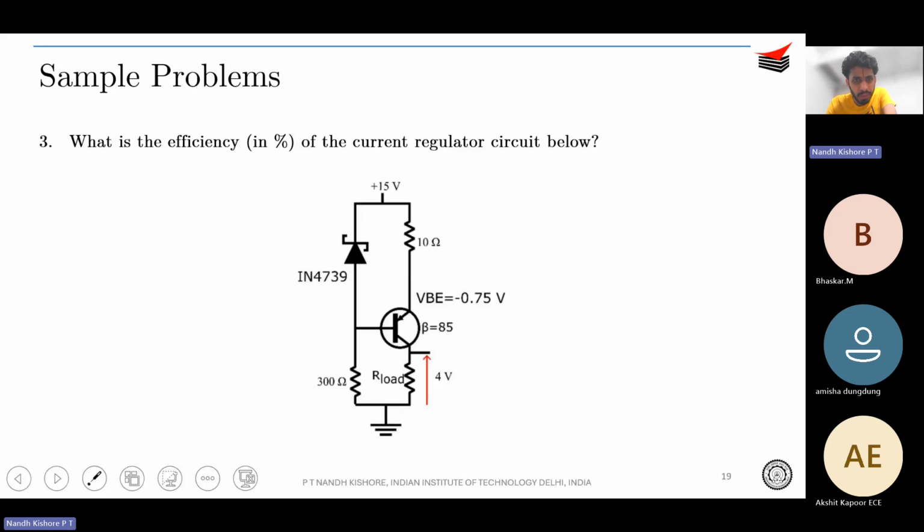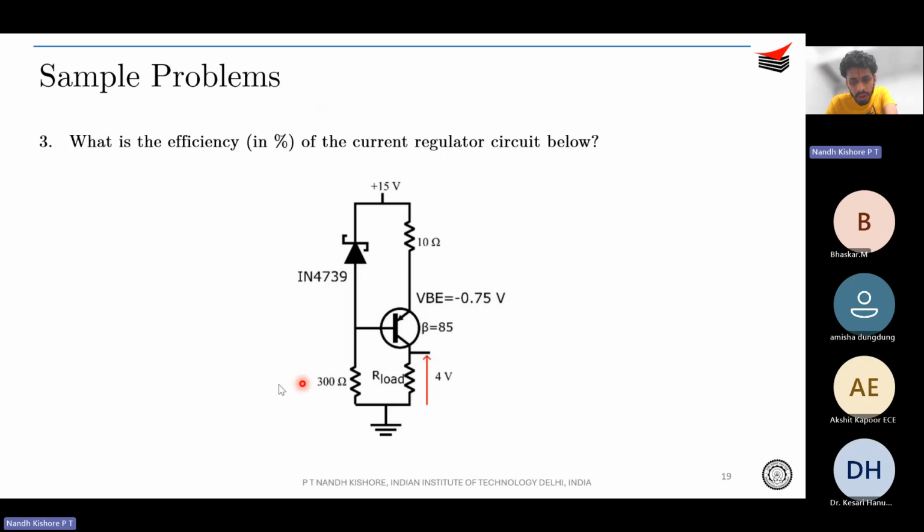So what is the efficiency of the current regulator circuit below? So you understand that this is a current regulator circuit. They are asking about the efficiency of the circuit. Current regulator, it's based on the shunt voltage regulator. You have the Zener diode over here and the series resistance RS over here. And you have the BJT and then you have the load. So what will be the efficiency?